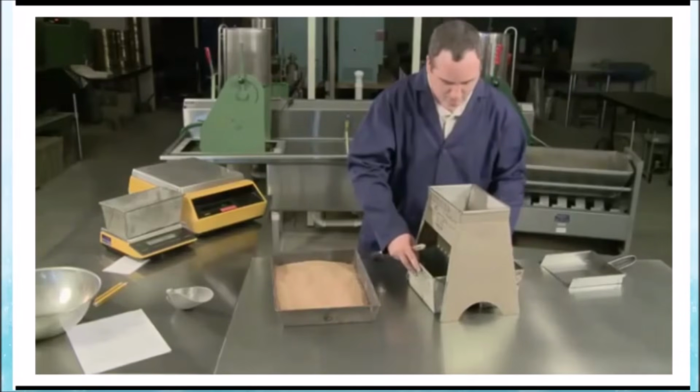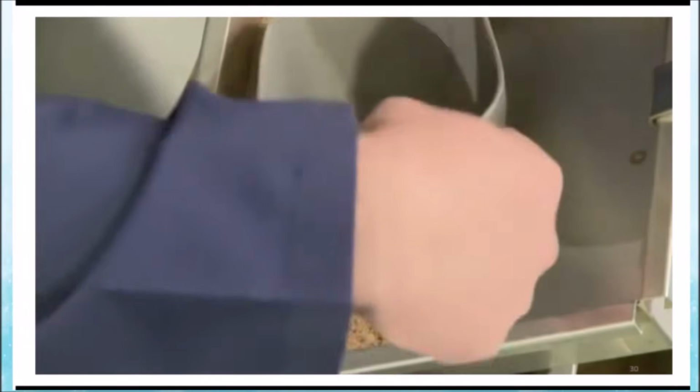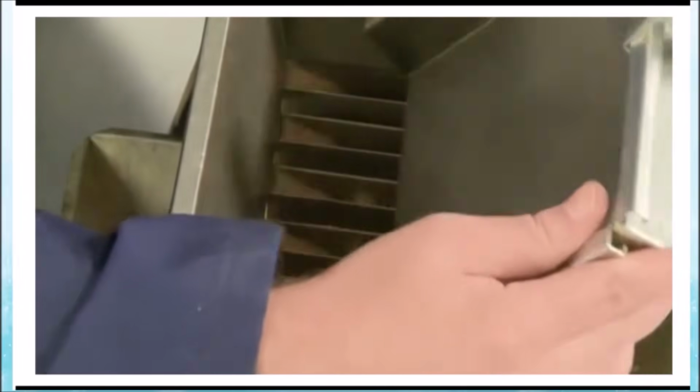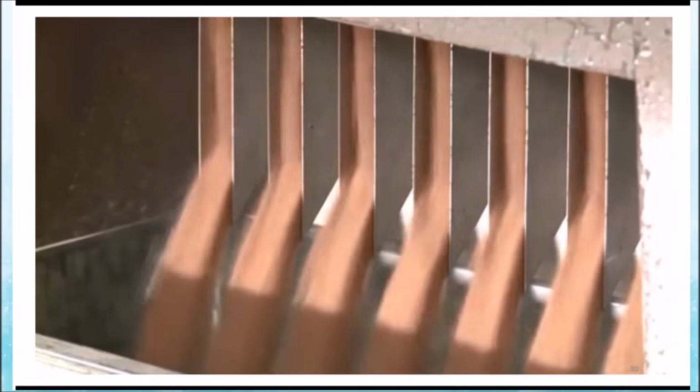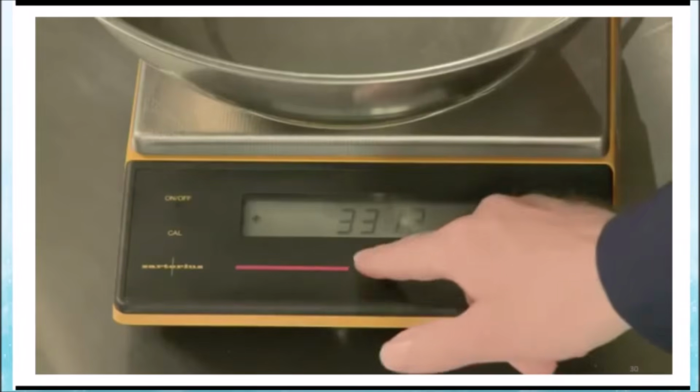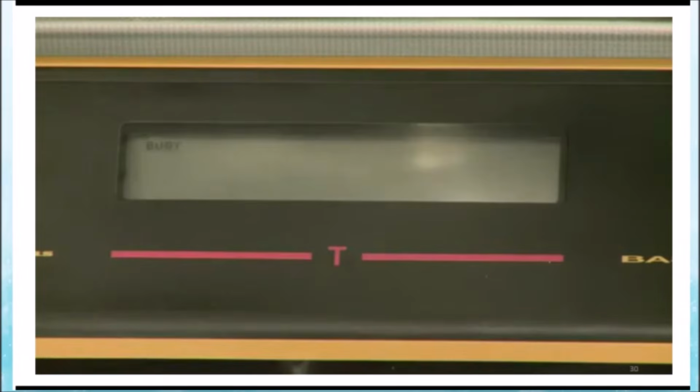Now, let's look at the procedure. Introduce the sample such as to allow free flowing through the chutes into the receptacles below. Approximately equal amounts should flow through each chute. Obtaining a tare weight of your receptacles provides an easy way to check approximate sample masses during the reduction process.